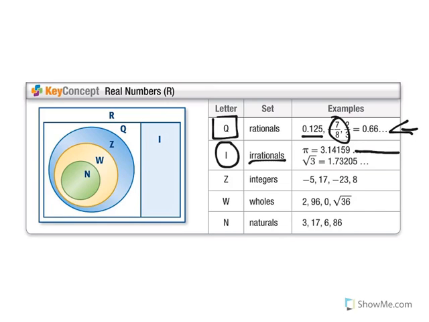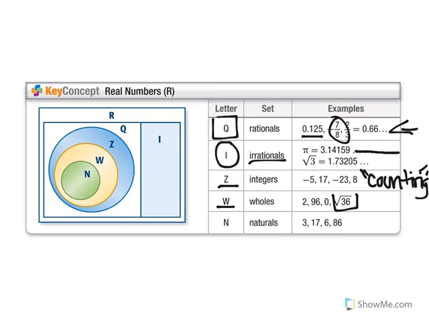The next one we have are integers. This is denoted by a capital Z. Integers are essentially numbers without decimals. So 1, 2, 3, 4, 5. They're counting numbers. Then we have whole numbers. This is like 0, 1, 2, 3.